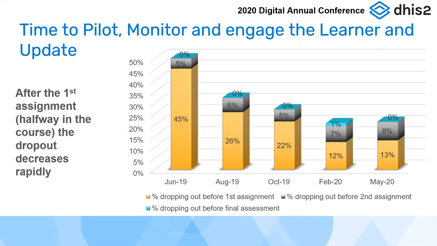This is another way we are analyzing the numbers. We look at the numbers that drop out by the first assignment, which is roughly halfway through our course, then the numbers that fall away by the second assignment, and finally the numbers that fall away at the final assessment. And you will notice here that this initial navigation commitment to the course is the hardest. And as shown in the earlier graph, we know most users are new to using online platforms. But even though we have engaged with the learner and you can see that these numbers are slowly dropping away, it's still a very delicate stage of the online course.